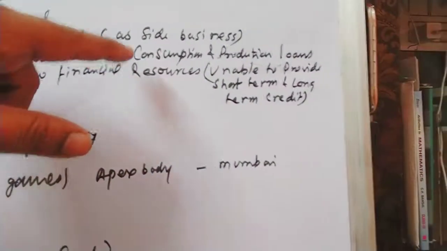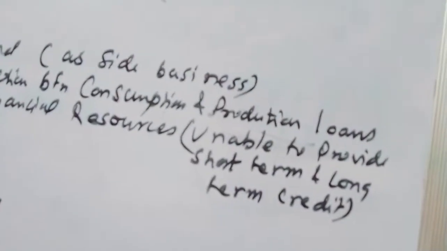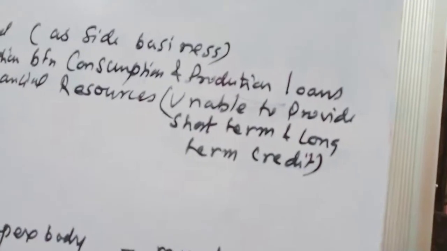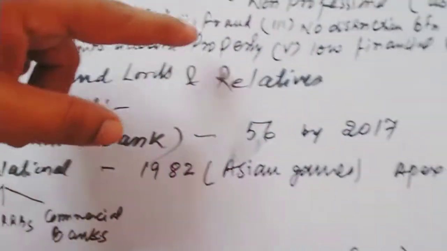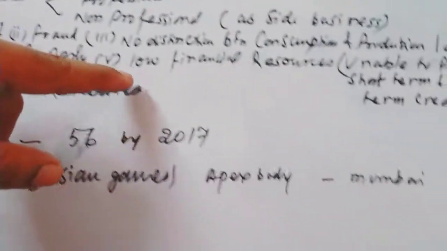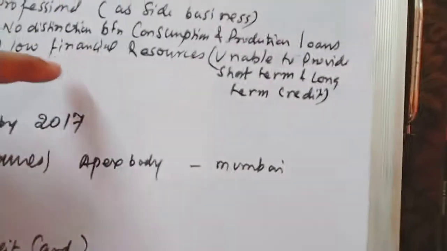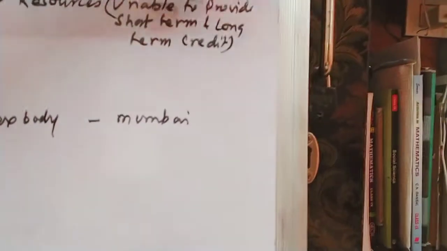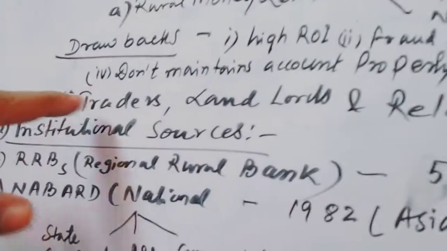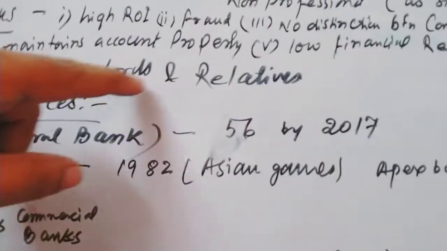Third point is no distinction between consumption and production loans. Means there are two types of needs of the people: consumption needs and production needs. If consumption needs are there, the rate of interest should be different. For production needs also, loans should be different. Fourth, they don't maintain accounts properly, which is a main drawback. Fifth is low financial resources, means since it is a side business, their capital is not very big, so they are unable to provide short term and long term credit. The other sources of rural credit are traders, landlords and relatives.